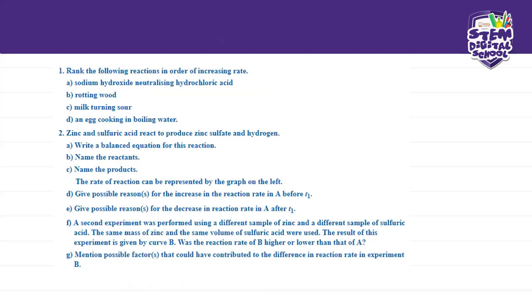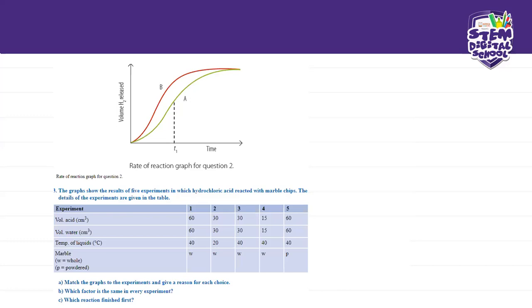So the first question says for us, rank the following reactions in order of increasing rate. Okay, we're going to rank the following reactions in order of increasing rate. So the first one, A, you've got sodium hydroxide neutralizing hydrochloric acid. Number B, we've got rotting wood. Number C, we've got milk turning sour. And number D, we've got an egg cooking in boiling water.